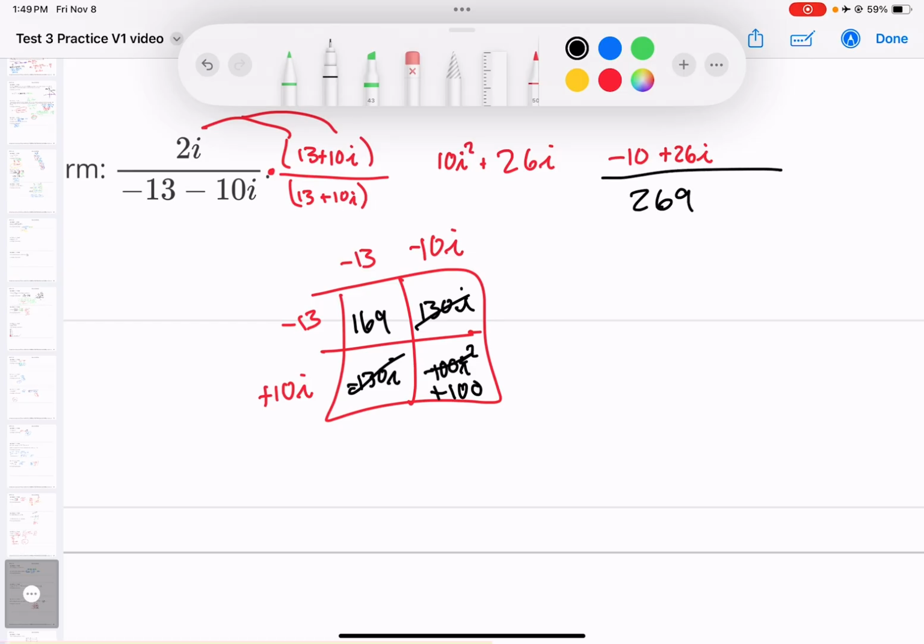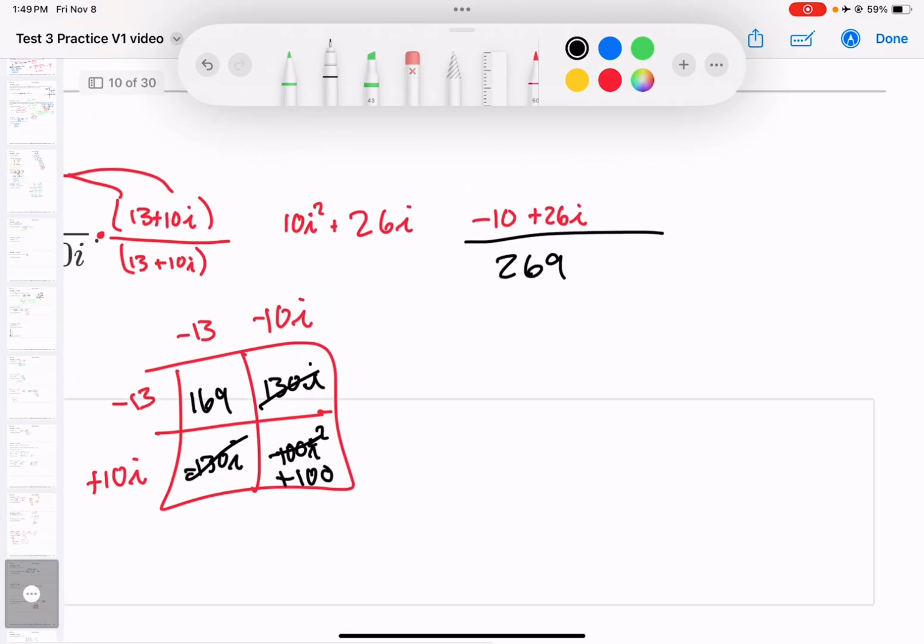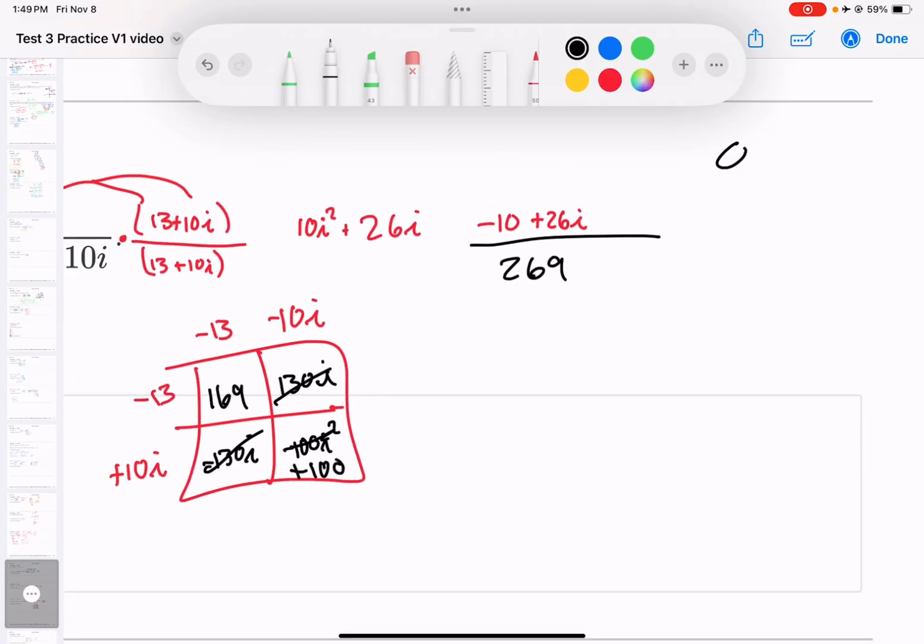Okay, again, this isn't standard form. Standard form is a plus bi, and so all we really need to do is go negative 10 divided by 269, and then it has a minus, which is, okay, negative 10. What is it? Negative 26.